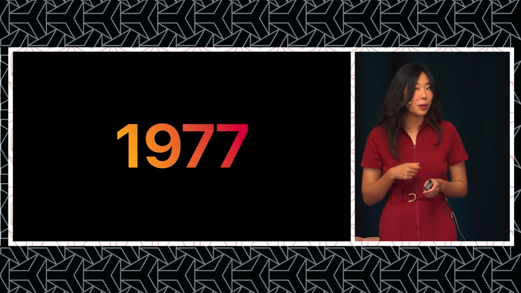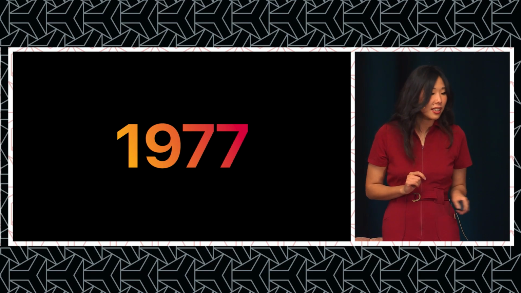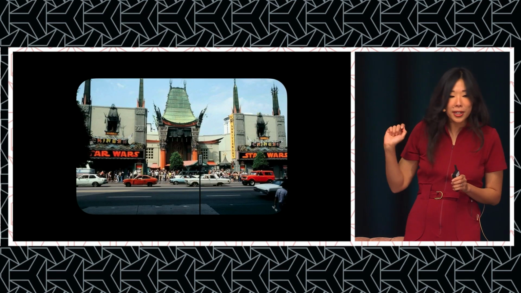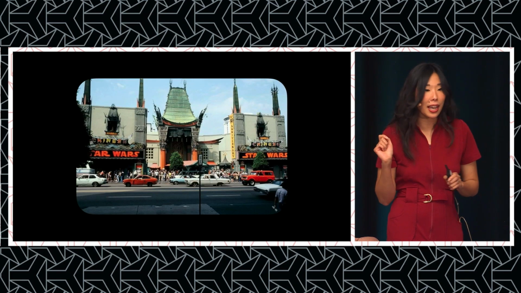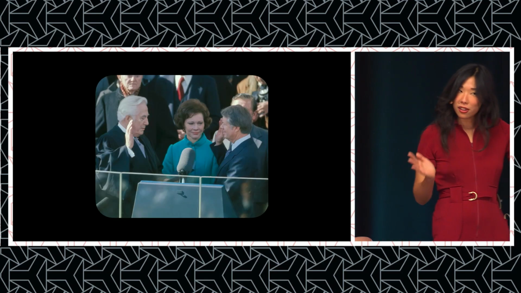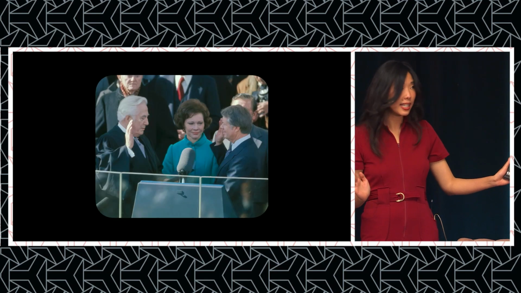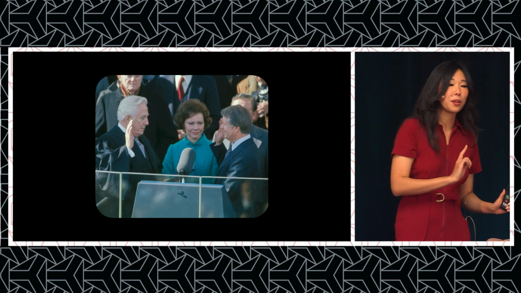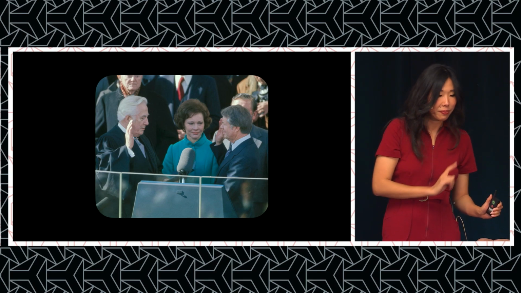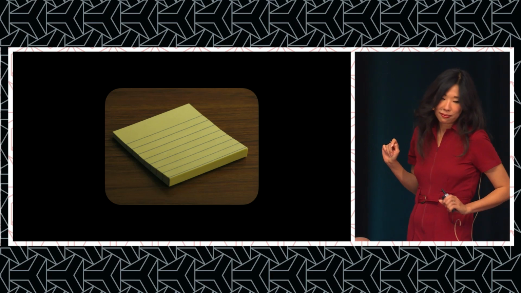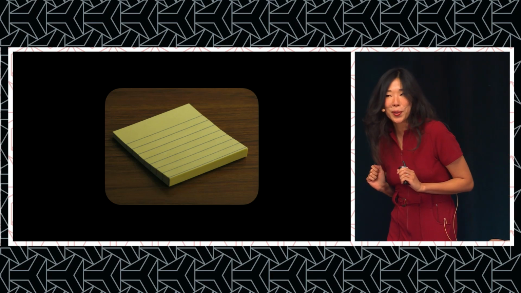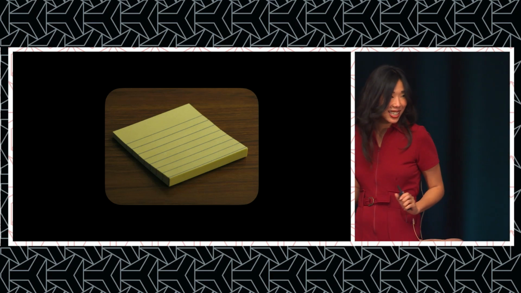1977. So what was going on in 1977? Well, Star Wars had just premiered in theaters for the first time. Jimmy Carter became president of the United States. And to be totally honest, I don't actually know which of those two guys is Jimmy Carter. Everyone's favorite design tool, the Post-it note, is invented. And so was the mullet.